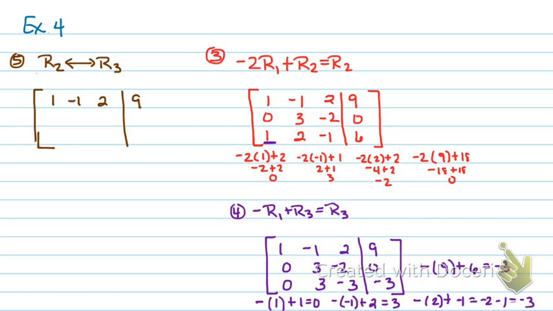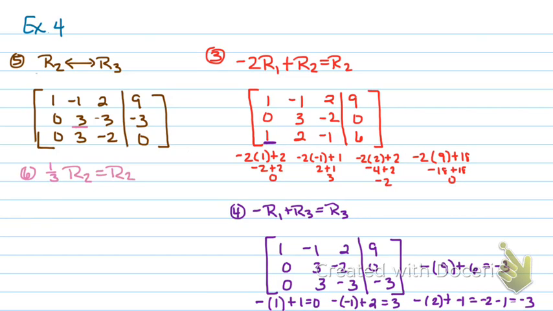Alright, so I'm going to bring row 3 up. So that's 0, 3, negative 3, and negative 3. And I'm going to bring row 2 down to row 3. So 0, 3, negative 2, and 0. Okay, so now that I did that, I am going to work on making that become a 1. And so if I divide all those by 3, which means I multiply by 1/3, that's going to make that number become a 1. So I'm going to do 1/3 times row 2 to give me row 2.